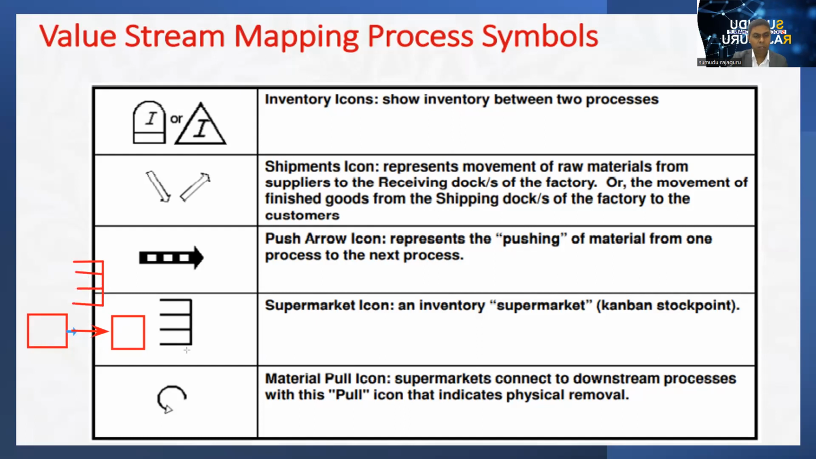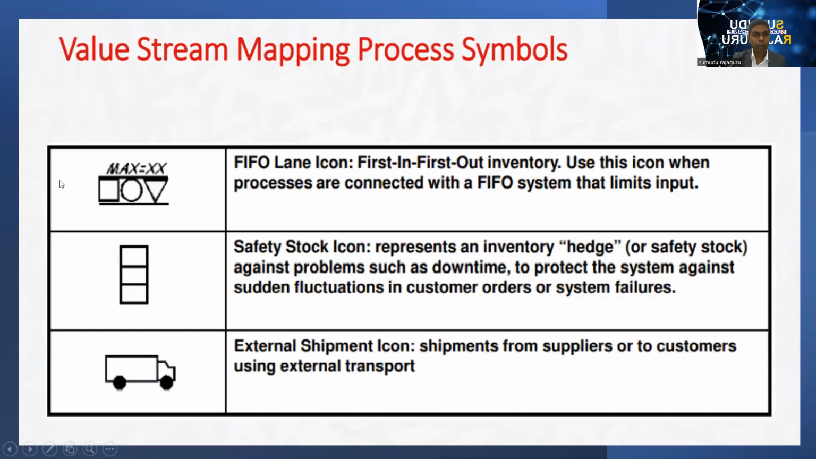The next item you can see is the material pull icon. If we take material from the supermarket, we can draw this icon like this, material pull. When we fill the supermarket also, we can use this icon like this. So that is called the material pull icon. Right, now we are moving to the next slide.